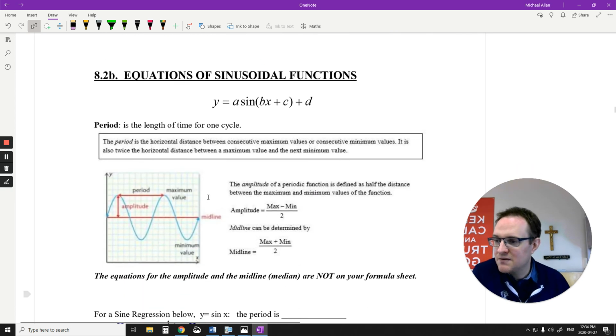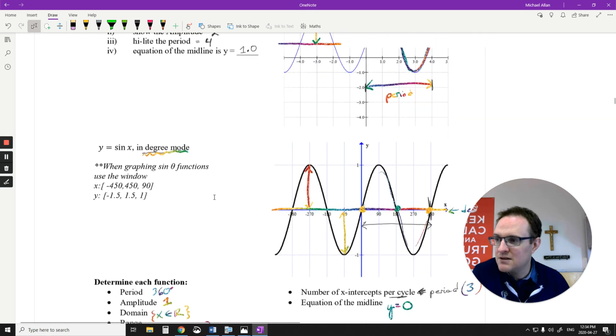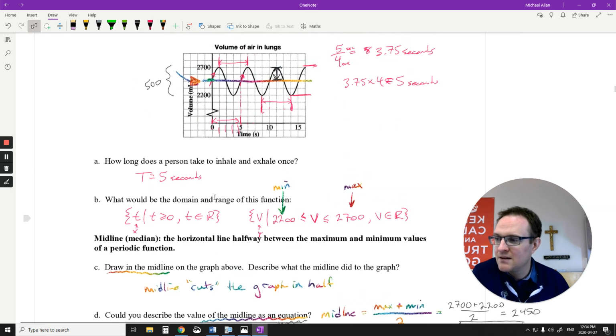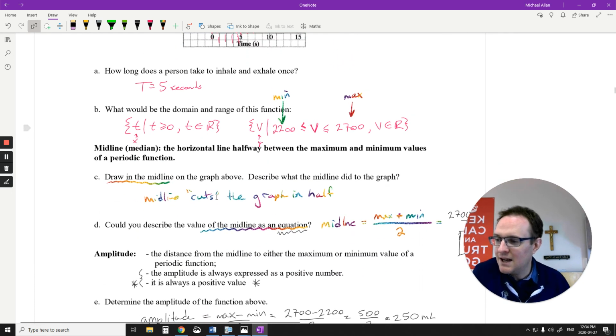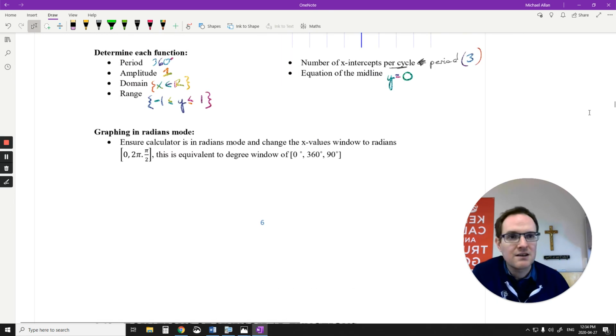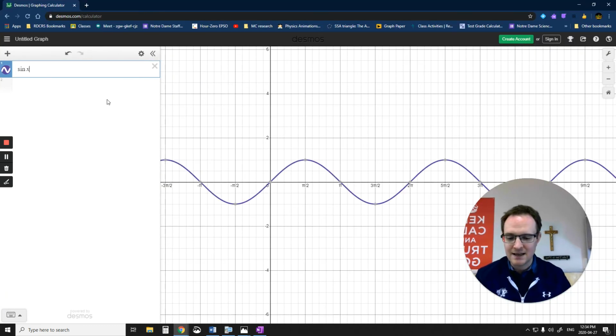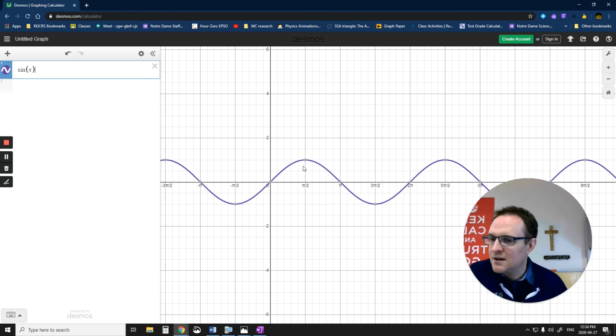Okay, in the next video, we're going to talk about equations. How do these 3 things that we did up here, the period, the midline, and the amplitude, change what the equation looks like? And you notice when I did this in my Desmos here, I just typed in sine x, and I got this graph here. How do I change this? How do I make it so it has a different amplitude?